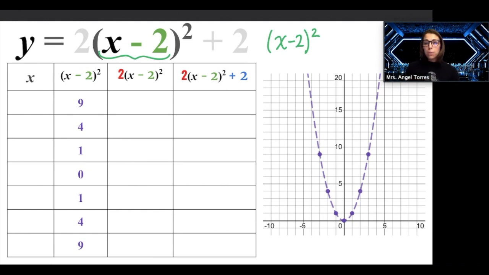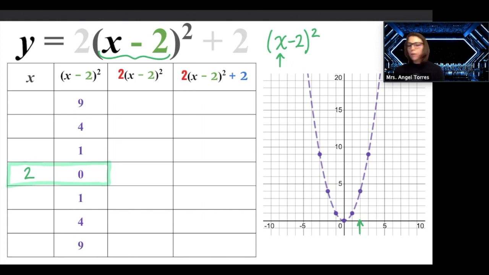So the first input that we want to find is our vertex. We are trying to find that unique point, that point that makes the base of the power 0. So looking here, what value of x would we have to plug in to make the entire base equal to 0? So what minus 2 equals 0? 2 minus 2 is 0, and 0 squared is 0. So here, it looks like our vertex is going to shift over to positive 2.